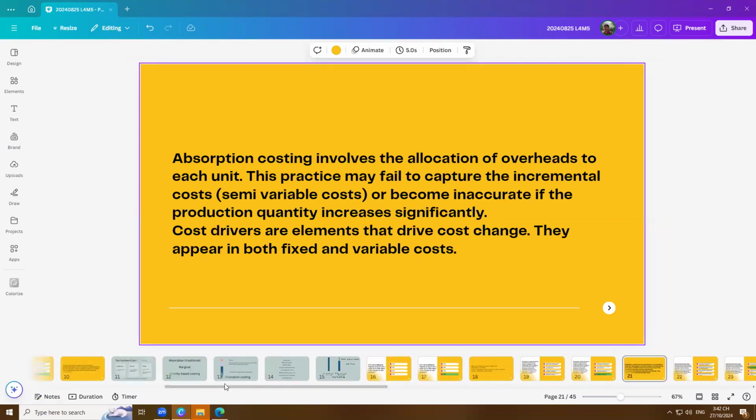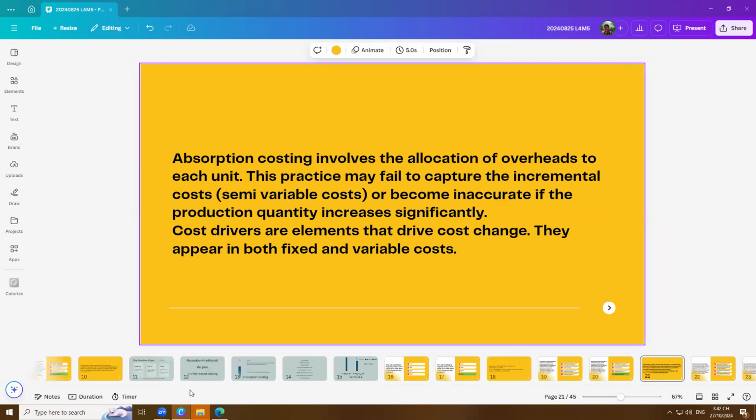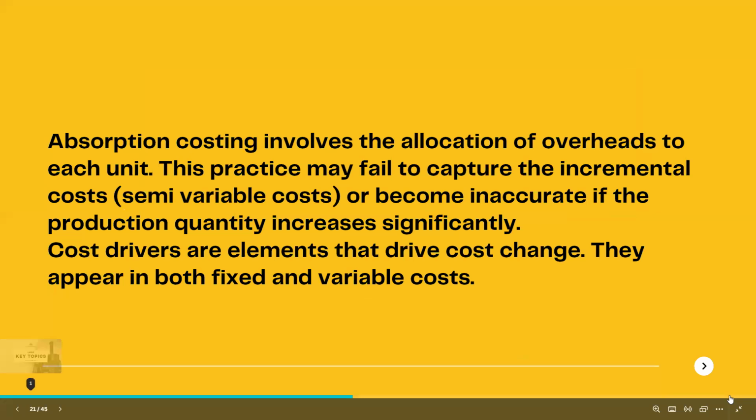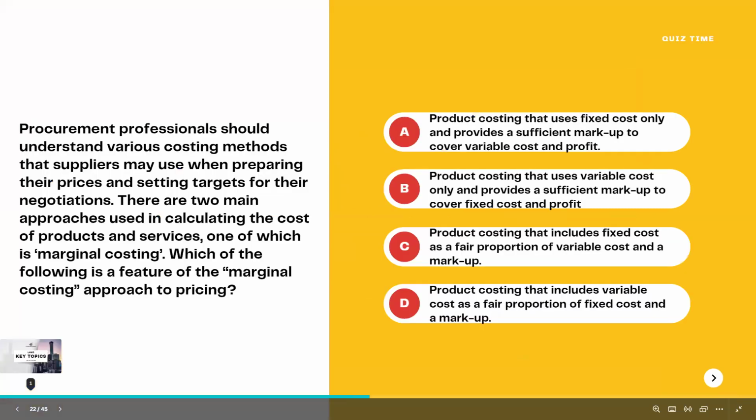Now, let's try another question, okay, before we have a small break. For this question, I want to ask specifically about marginal costing and the features of marginal costing. So let's select your best answer here.